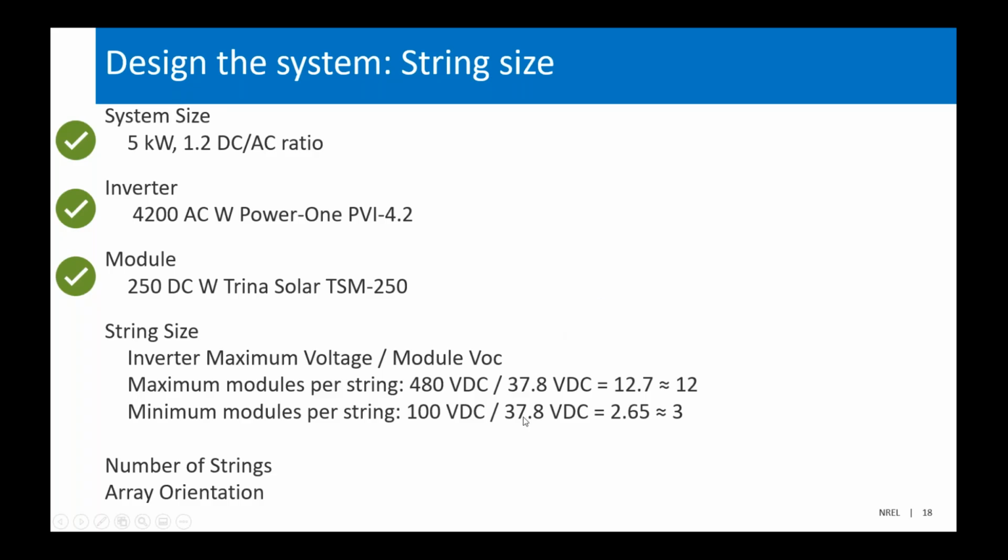So we can use that information to come up with a minimum and maximum number of modules per string. I made these calculations using a slightly different module, but the results will be close enough. So this tells us that we can use between 3 and 12 of these 250 watt modules and be within the inverter voltage ratings under design conditions. So that works out nicely. I have 20 modules, so I can just divide that evenly into 10 and I'll be within my voltage range.